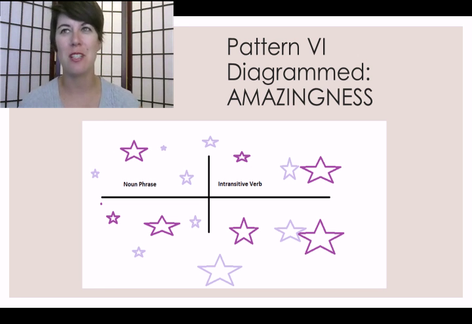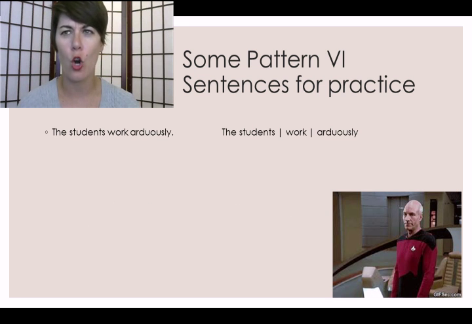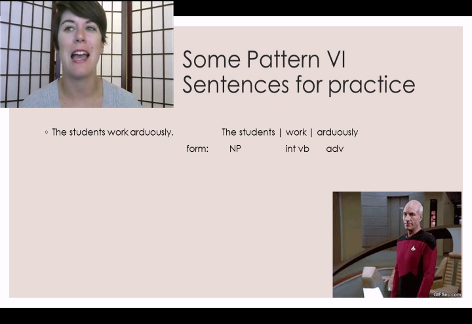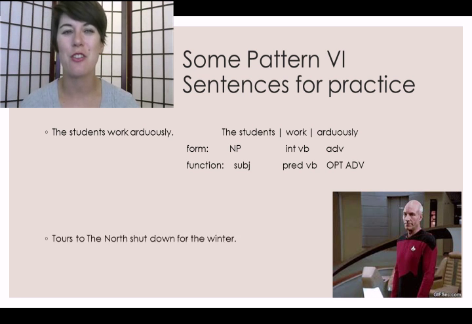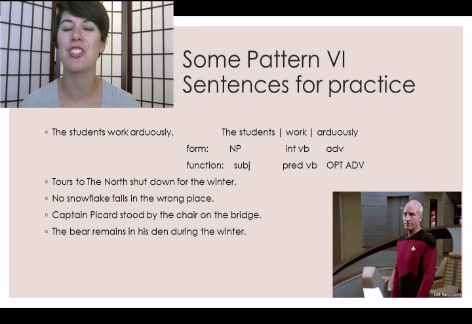I've written up a few pattern 6 sentences for practice. The students work arduously. We have our noun phrase, we have our intransitive verb work, and we have an adverb, arduously. In function, we have a subject and a predicating verb. That's all we need for pattern 6. That's it. That means arduously is an optional adverbial. Here are a few additional sentences to use for practice. Form and function and diagrams, please, for your homework.